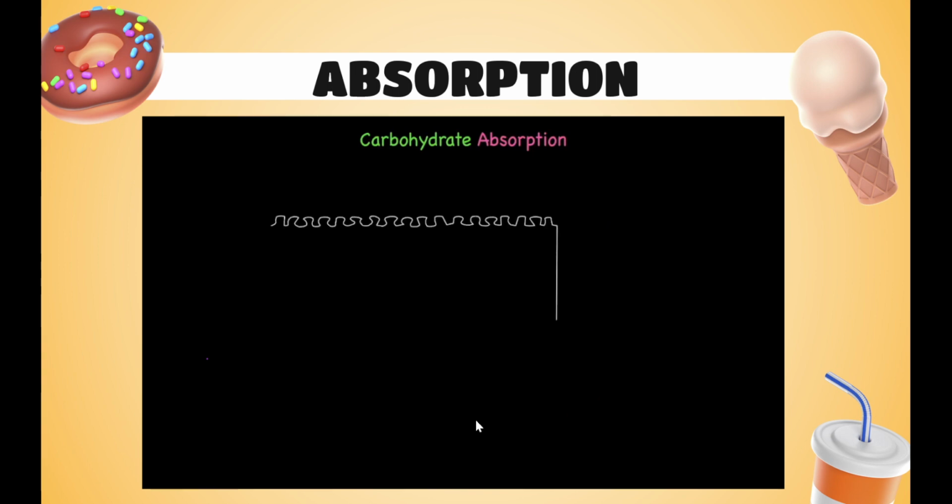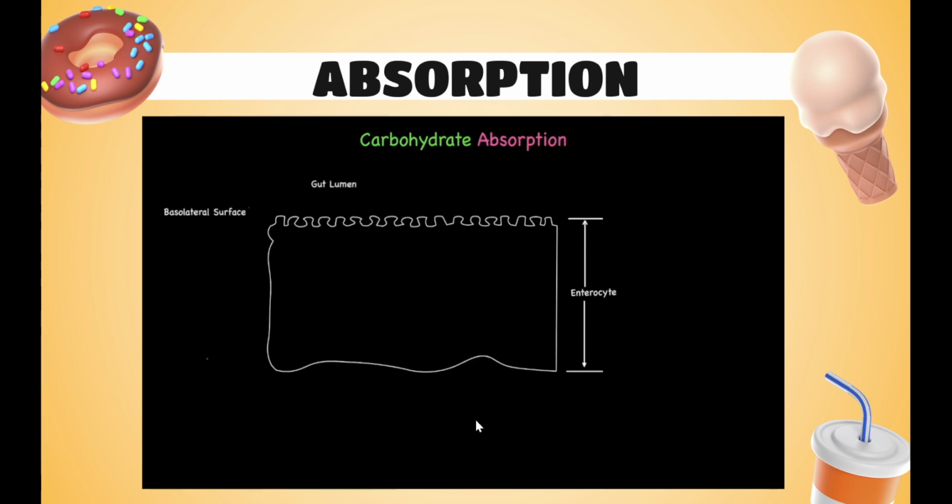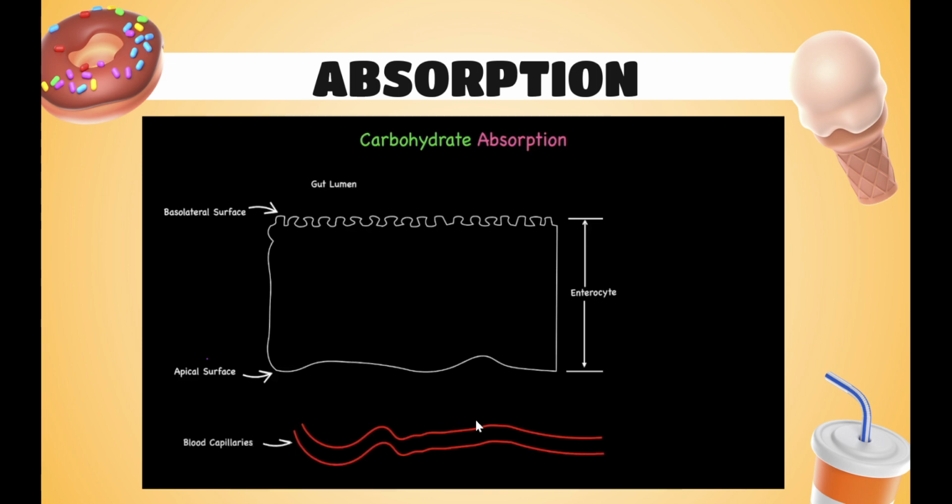Once again, here is a labeled illustration of an enterocyte, with the basal lateral surface facing the lumen, while the other side, termed the apical surface, faces the blood capillaries. Now, as you are aware, glucose is the end product of carbohydrate digestion, and more specifically polysaccharides. This glucose collects within the lumen of the small intestine, awaiting transport. Now, this transport process requires three important steps.